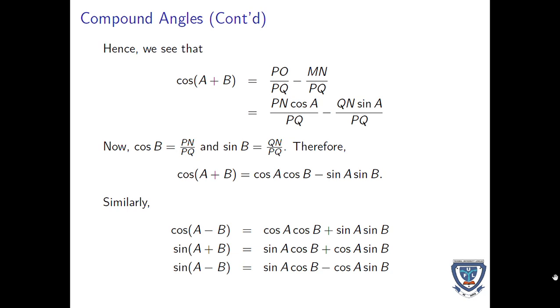Hence, we see that cos(A + B) will give us cos A cos B minus sin A sin B. Similarly, cos(A − B) will be equal to cos A cos B plus sin A sin B. Again, sin(A + B) will be equal to sin A cos B plus cos A sin B, while sin(A − B) will give us sin A cos B minus cos A sin B. These are called trigonometric identities.